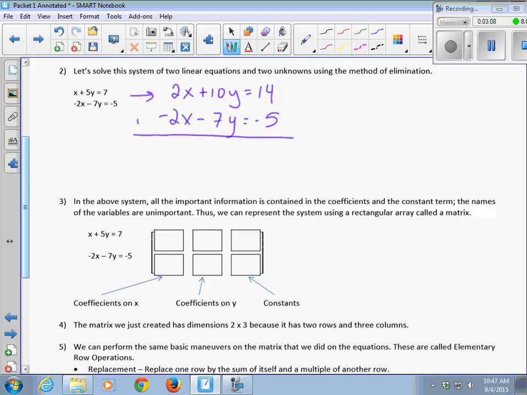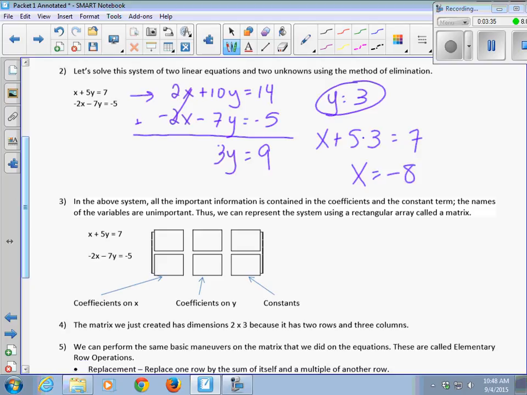Add them together. The x's go away. And you're left with 3y equals 9. So y equals 3. Right? And then how do you get x? Plug it into either of your 2 original equations. So you have x plus 5 times 3 equals 7. I'm just plugging into that first equation. So 7 minus 15 is negative 8. Is everyone comfortable with that?